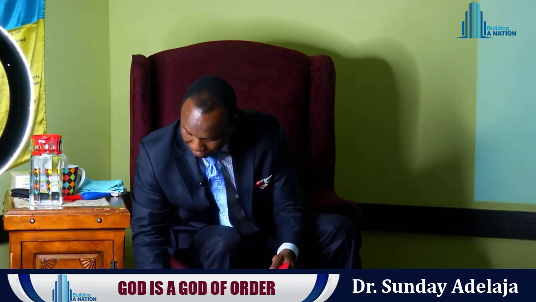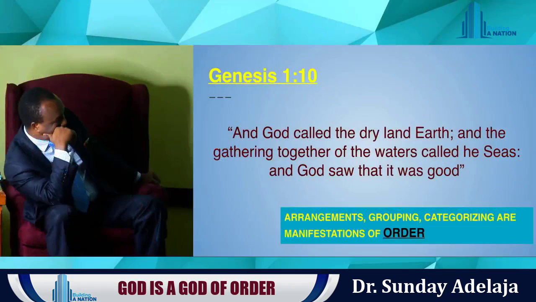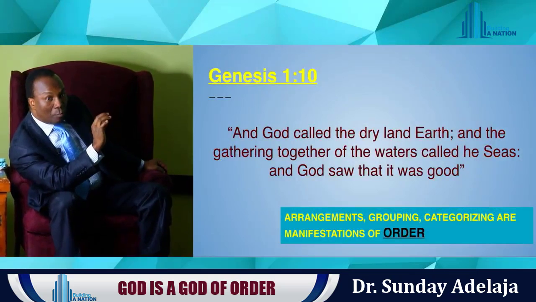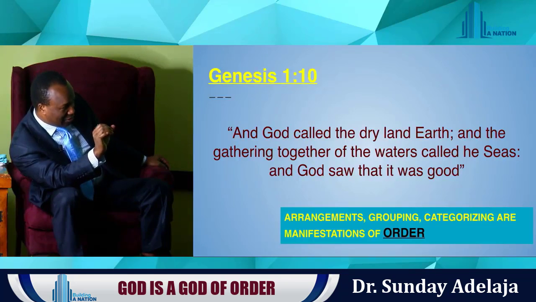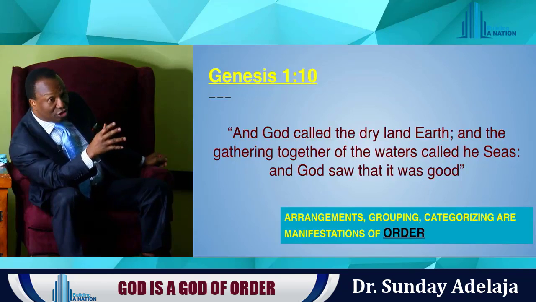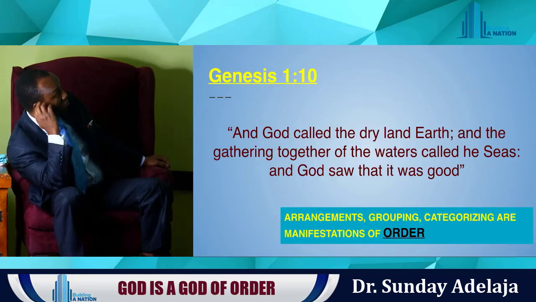Genesis 1:10. And God called the dry land earth, and the gathering together of the waters called he seas. Arrangements, grouping, categorizing are manifestations of order. You see our components of order. Components of order are arrangements, grouping, categorizing, management, division, demarcation, separation. All those things are categories of order.